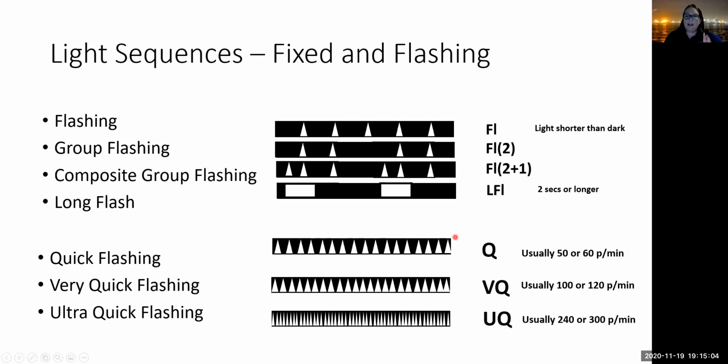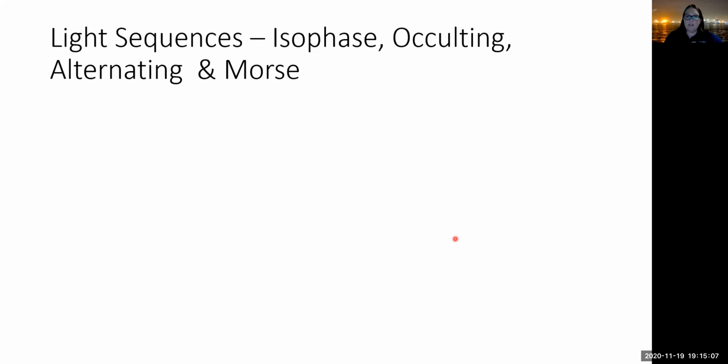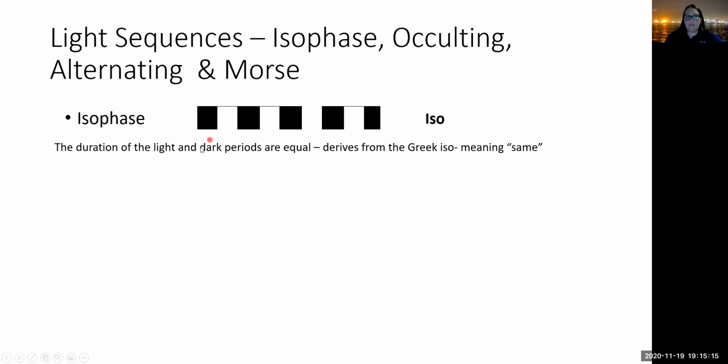Now we move on to the ones that get a little bit more complicated. We move on to isophase, occulting, alternating, and our lights that flash Morse code. So let's start with isophase. This I think is probably one of the easiest ones, because this derives from the Greek, which means the same. So this is equal portions of light and dark. So let's say it's an isophase 2 seconds. It will be off for 1, on for 1, off for 1, on for 1. And that whole sequence will just keep going. The off is just as long as the on. And it would be abbreviated on the chart as ISO, okay?